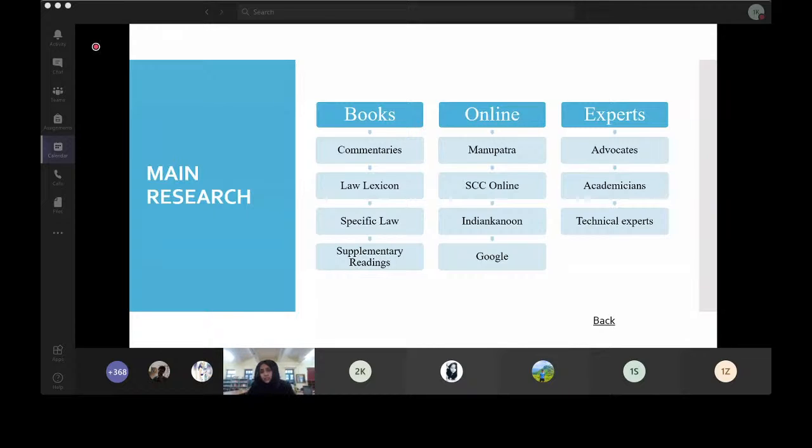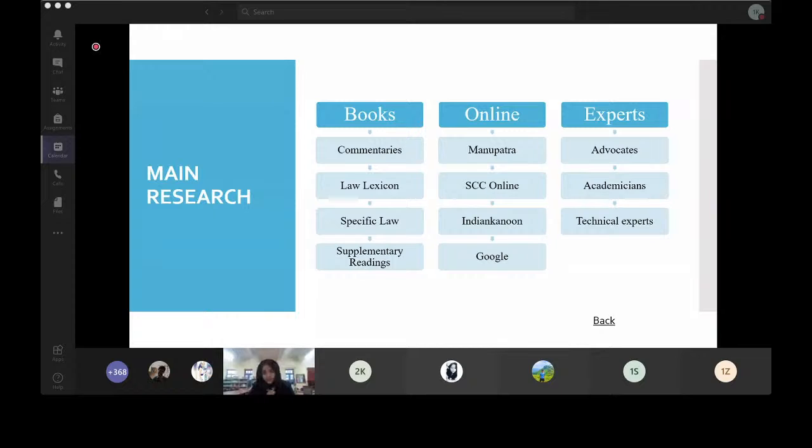Next is the online. Although I have written here Manupatra, SCC Online, Indian Kanoon, Google, I start my research from Google. What happens is you get some lead there. And Indian Kanoon, like Advocate Vikhyat Oberoi also said, Indian Kanoon has cases of district courts as well. So cases which I have not found on Manupatra, I have always found them on Indian Kanoon. So guys, do not neglect the importance of Indian Kanoon.